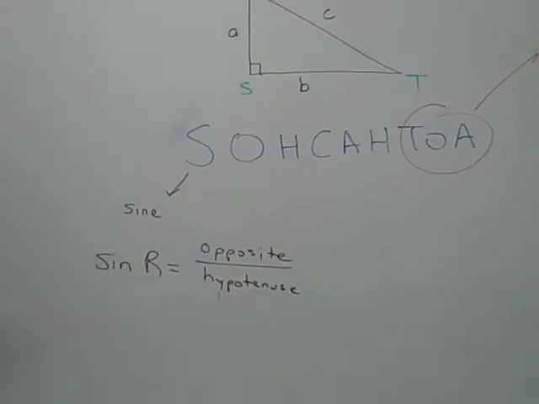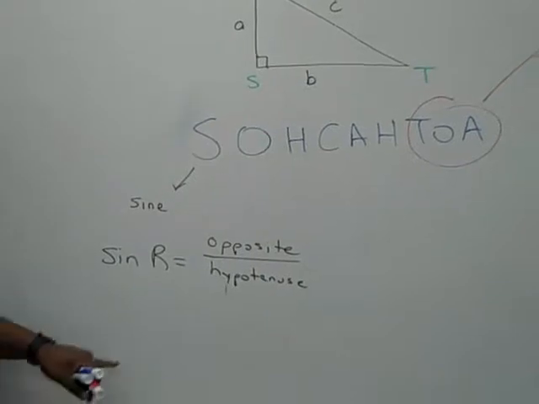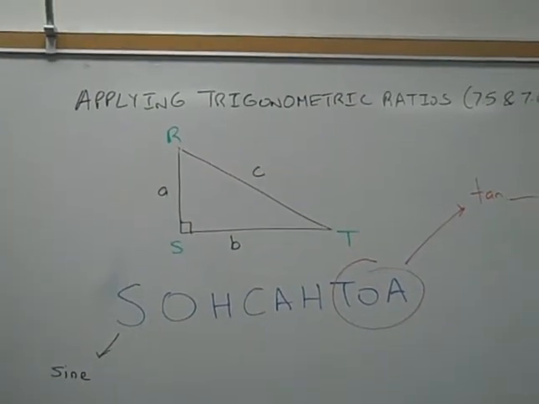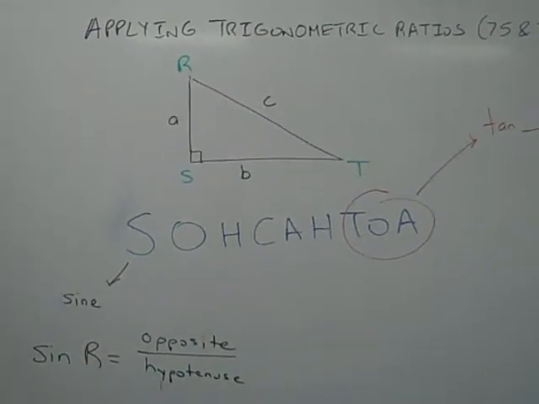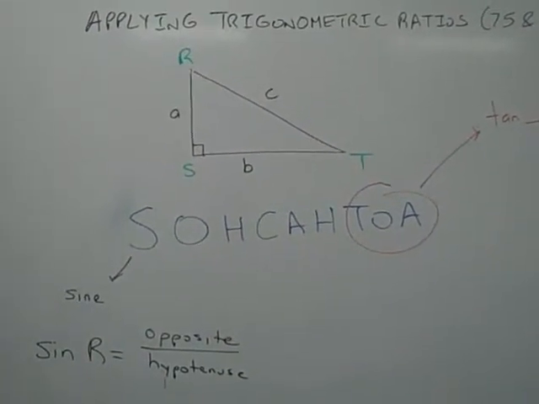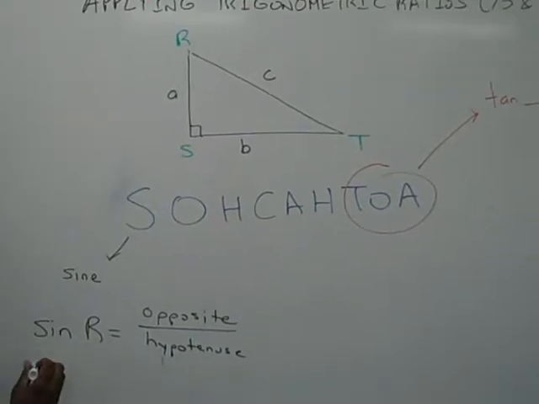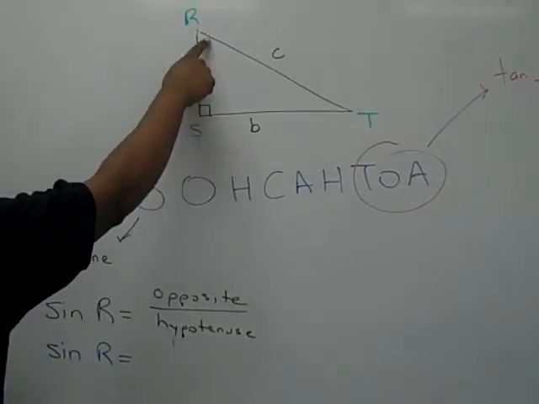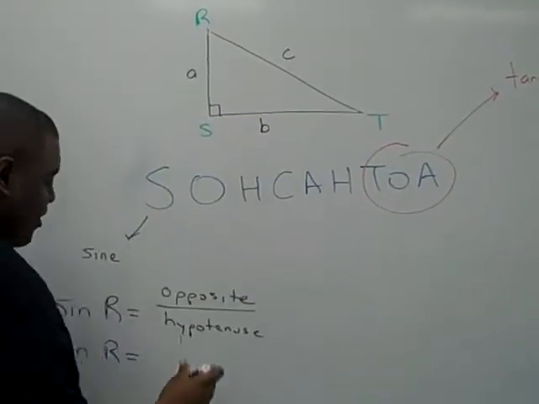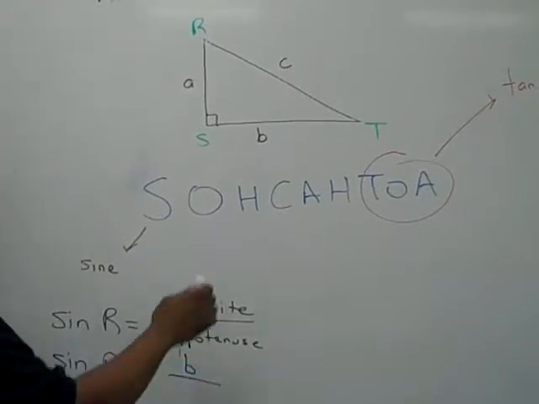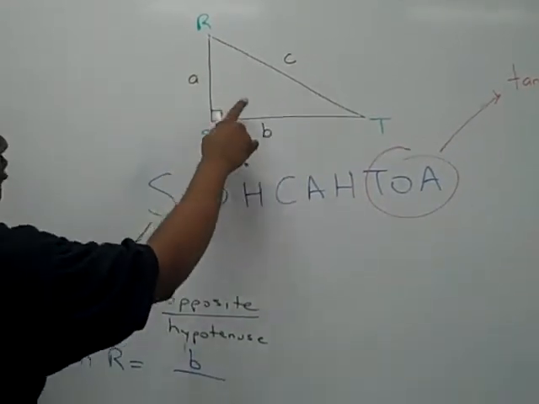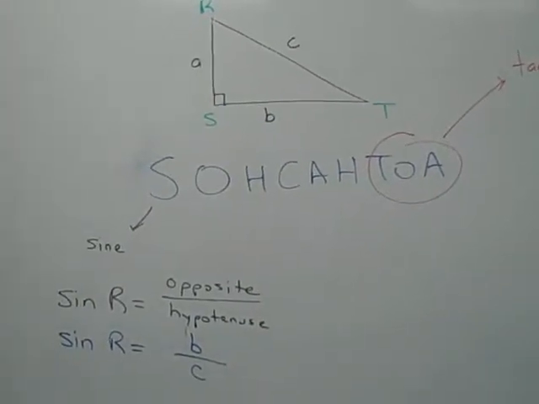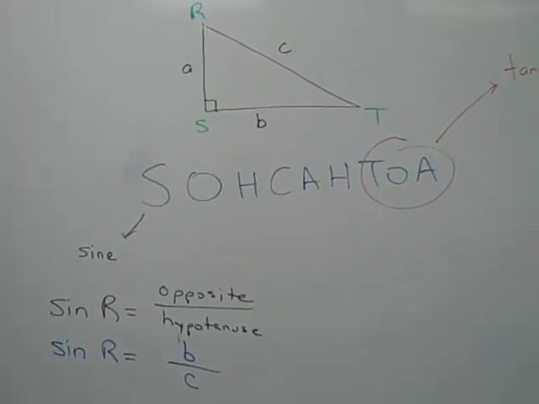Okay? So if I'm using angle R, then how would I label my ratio? Yeah. The sine of R would just be the opposite of angle R, which would be B. So it would be B over the hypotenuse, which of course is C. So your sine ratio for angle R would be B over C.